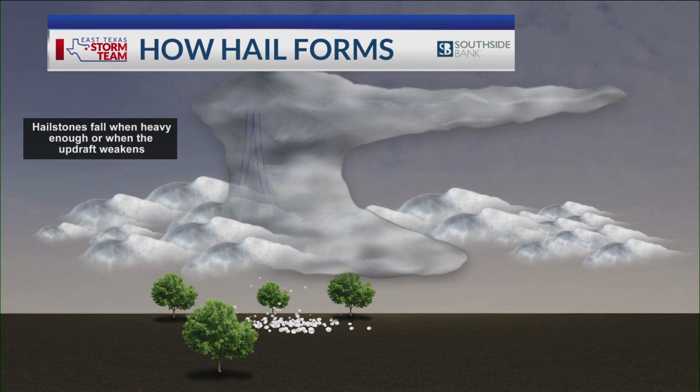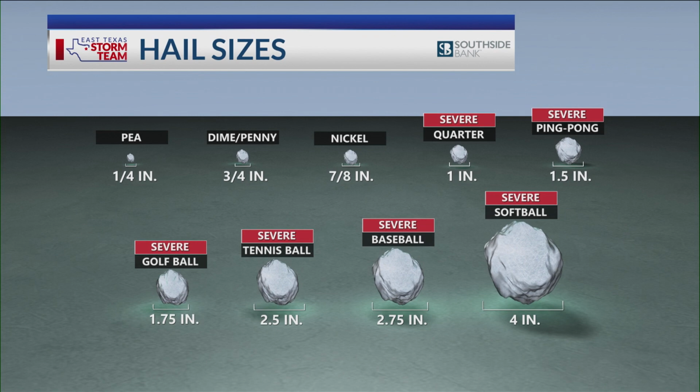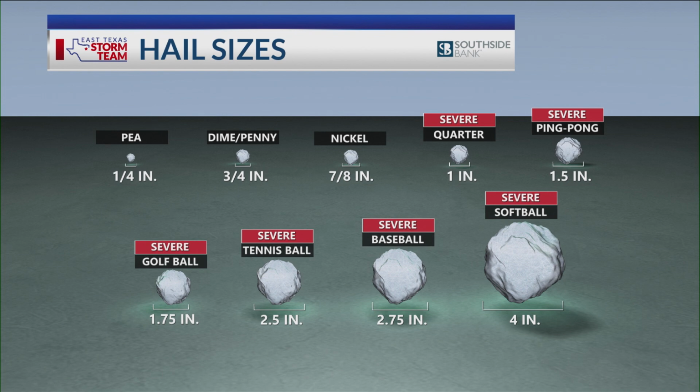You can see roof damage, damage to vehicles, and damage to siding, which is why it's important for the National Weather Service to issue severe thunderstorm warnings for hail. Now, it takes a certain size of hailstone to actually meet what they consider severe criteria, and that starts with about an inch in diameter, a quarter-sized hailstone as they like to call it, and this can go all the way up to softball size and even larger.